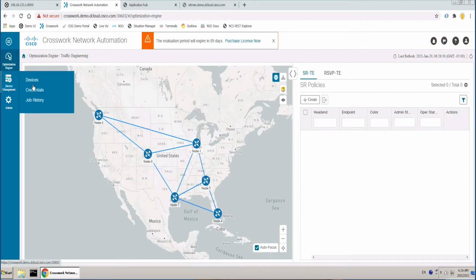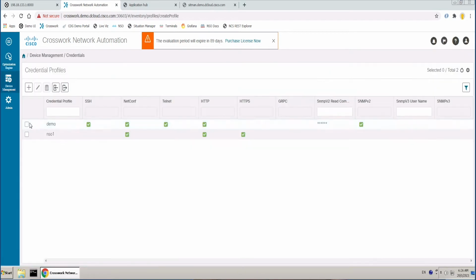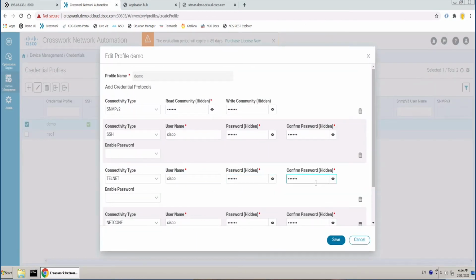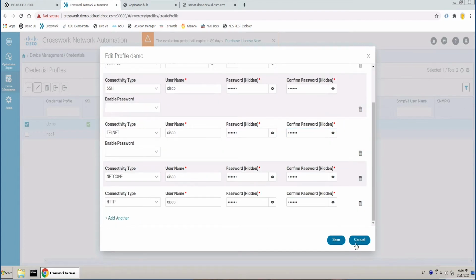Cisco dCloud is excited to announce that your Cisco Crosswork Optimization Engine 1.2 with NSO version 1.1 is now available. The Crosswork Optimization Engine is an application that provides a user interface for the Segment Routing PCE. Segment Routing PCE is a feature of IOS XR.